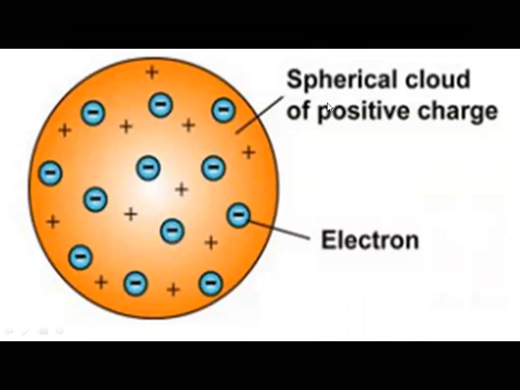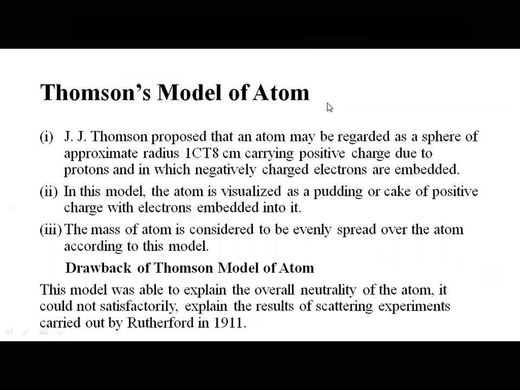So this model of atom was also called the plum pudding model. When you order a pudding, you will see plums, raisins in it, right? They are present all over, same like your watermelon. Just imagine watermelon for it. So it was called the plum pudding model, Thomson's model of an atom.